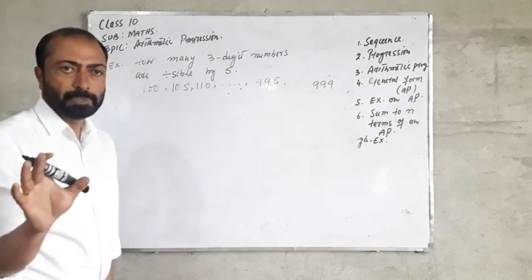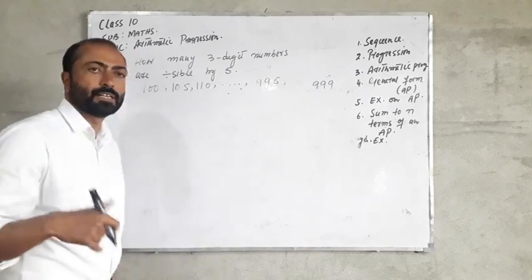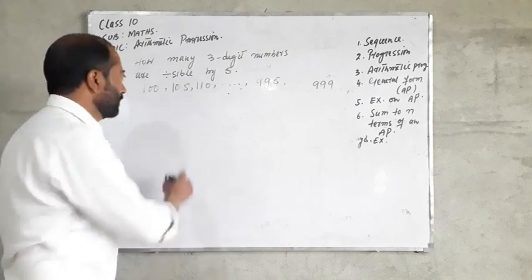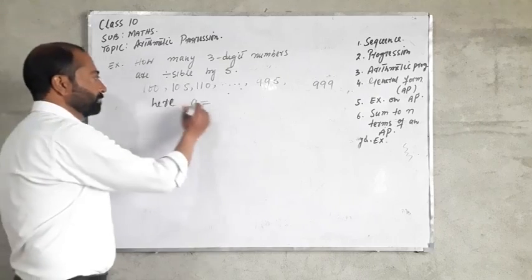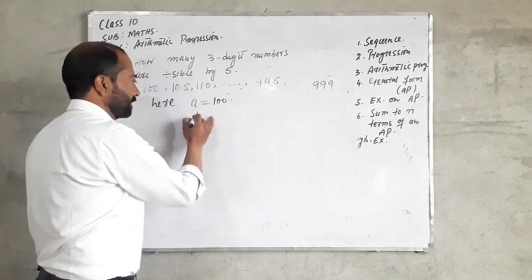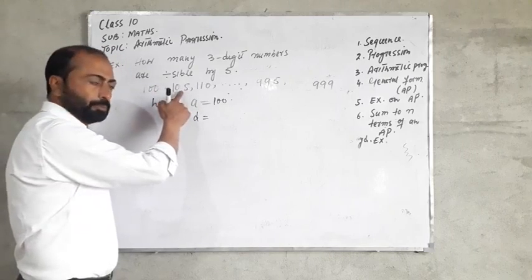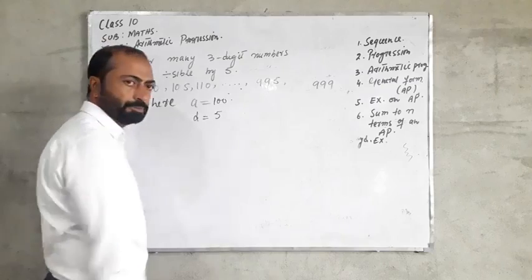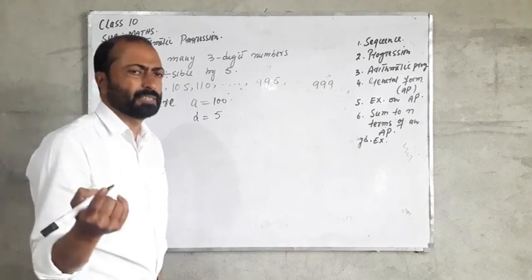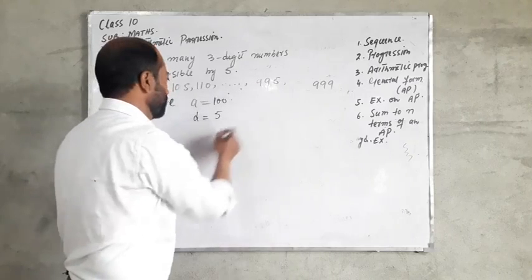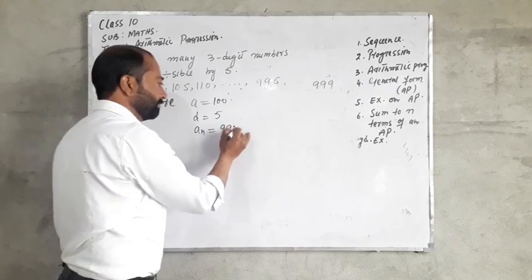Clearly, it is an arithmetic progression with the common difference 5. So let's start the solution of this question. So here a is equal to 100. The common difference, that means you have to subtract 100 from 105, so it sums up to 5. And look here, the general term, the nth term or the last term this time, is 995. I will simply write here a_n is equal to 995.